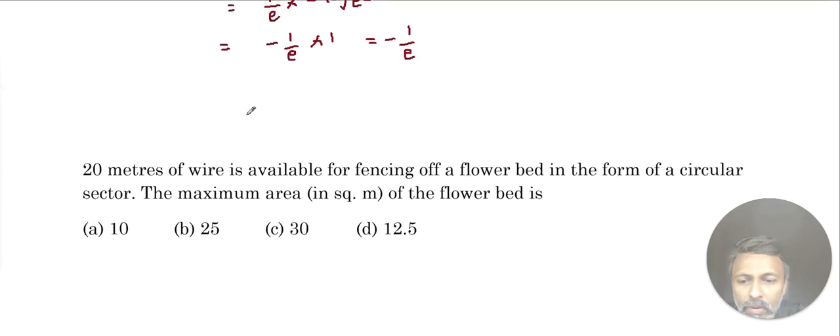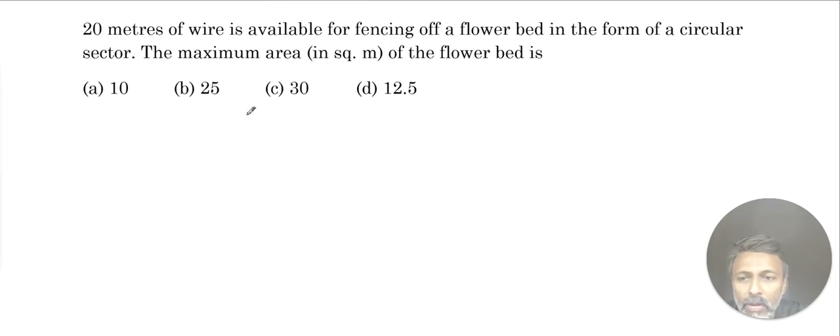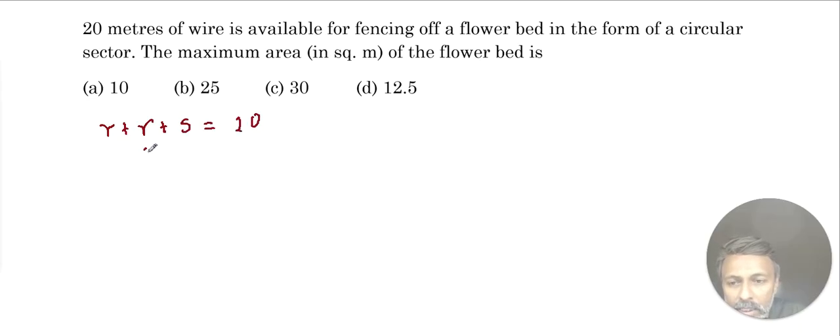Let's take one more. 20 meters of wire is available for fencing of a flower bed in the form of a circular sector. Find the maximum area of the flower bed. The flower bed is a circular sector, which means r plus r plus the length of the arc, say s, is equal to 20. So we get 2r plus s is equal to 20.